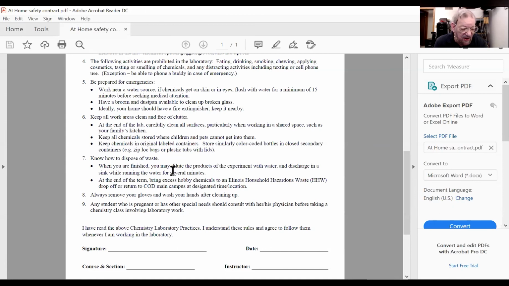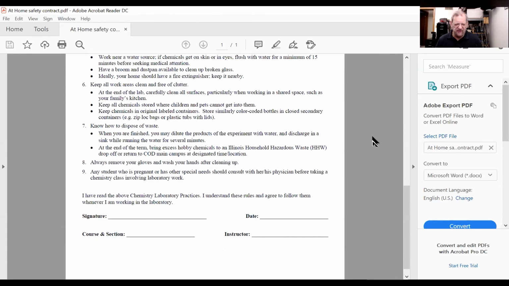Always remove your gloves, and I'd wash them too before you remove them, and wash your hands too. If you're pregnant or have other special needs, let me know or consult with your physician. We don't have anything really dangerous. By the way, yes, I have had pregnant students in my labs, and they all had children who were doing well. After the lab, they were doing well too.